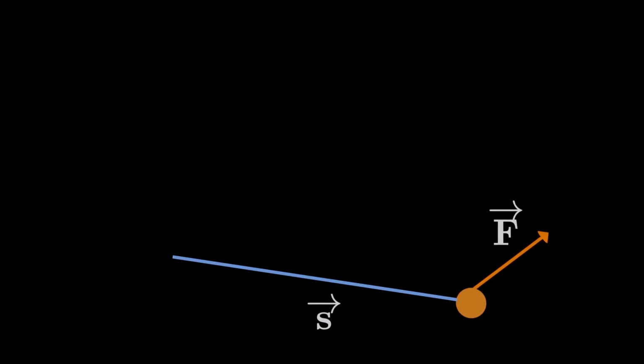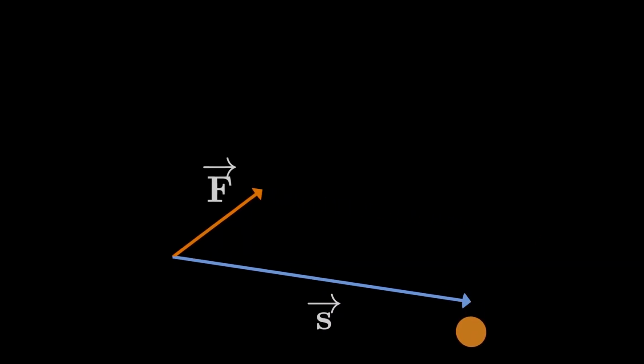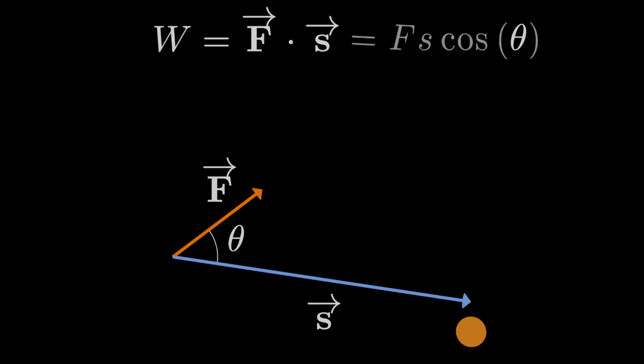The work done by this force over this displacement is given by F dot s, where F is the force vector. Remember that work is a scalar, just like the dot product. So if we imagine the angle between the force and the displacement as theta, then we can also write the work done here as F times s times the cosine of theta, where we only have to deal with the relevant magnitudes.